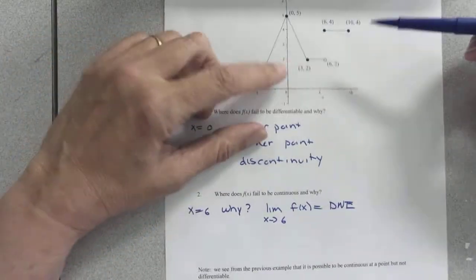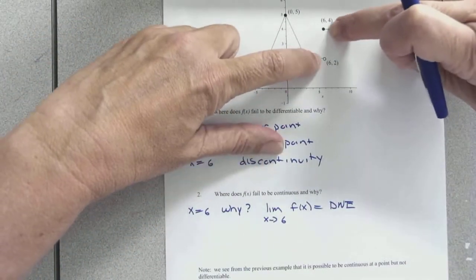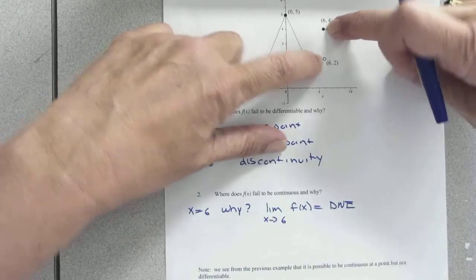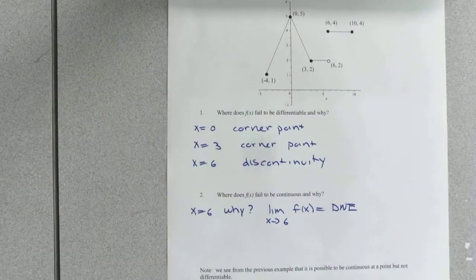And here, left and right sides aren't matching up, so since my left and right sides are not matching up, I'm not going to have a limit. Now the point here is when I ask these 2 questions, invariably about a quarter of the class gives me the same answer for both of these. That they think differentiability and continuity are the same, and that is just not the case at all.